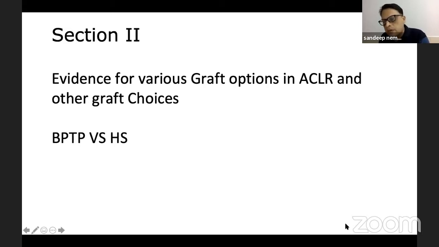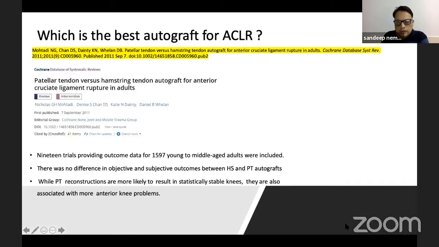If we see the evidence every year, you'll find a lot of systematic reviews, and now also the long-standing randomized control trials of 17 to 20 years comparing the efficacy of both these grafts. So the first one which I would like to discuss, which is more reliable, is the one from the Cochrane database of systematic reviews.